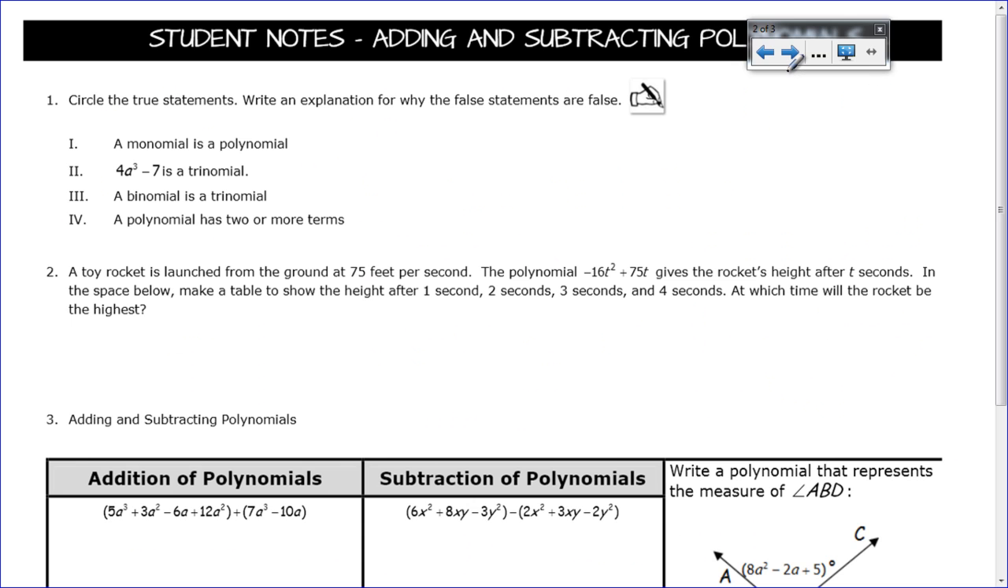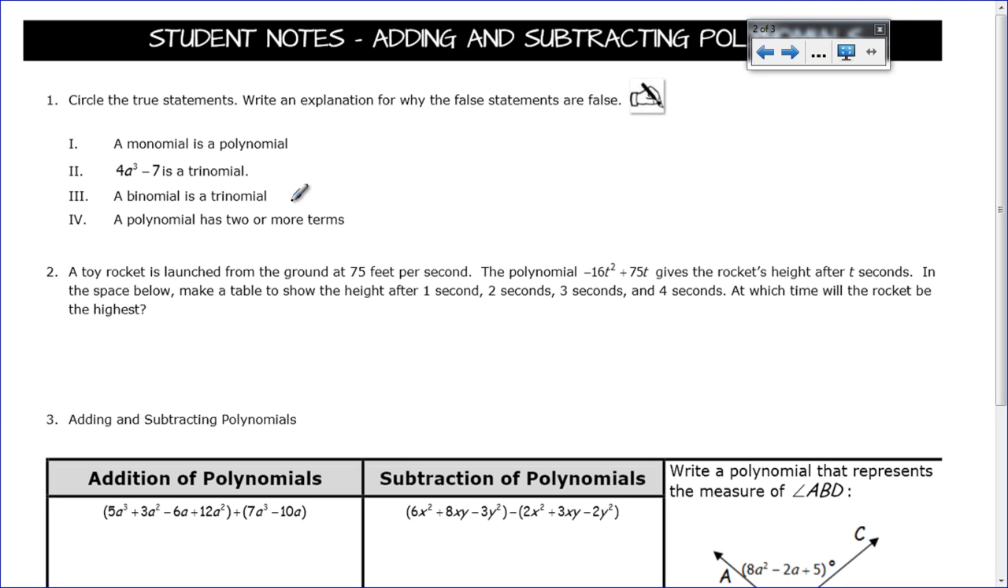So now let's look at your notes that are in your packet. Number 1, I want you to circle the true statements, and you're supposed to write an explanation for why the false statements are false. You can go back and write your explanation after this. We're just going to find the true statement. Statement 1 says a monomial is a polynomial. Statement 2 says 4a cubed minus 7 is a trinomial. Statement 3 says a binomial is a trinomial. And statement 4 says a polynomial has 2 or more terms.